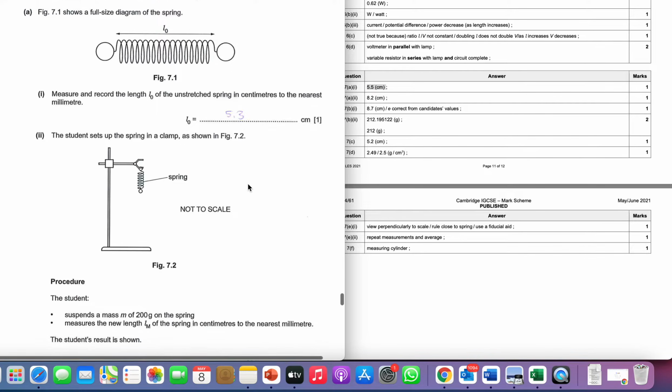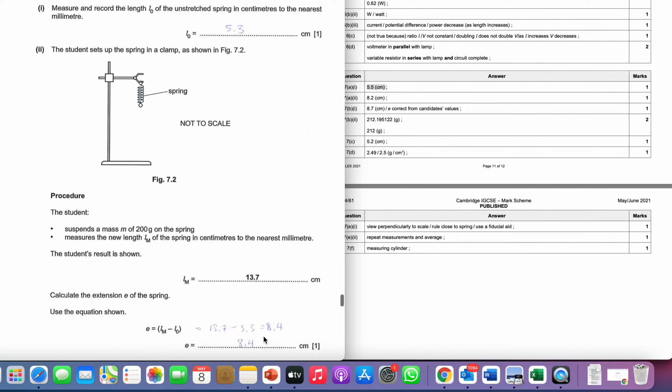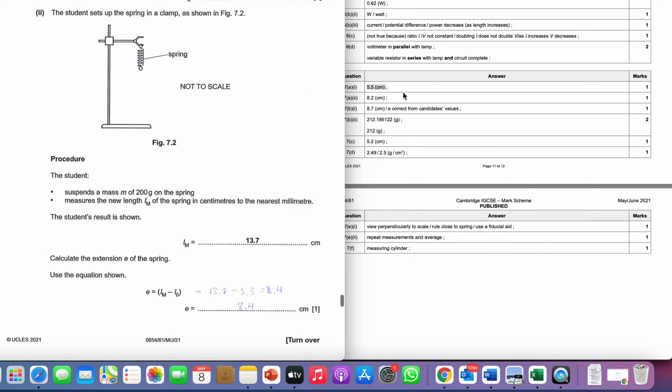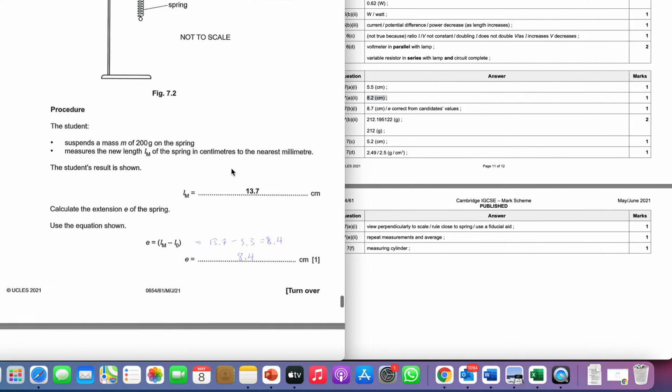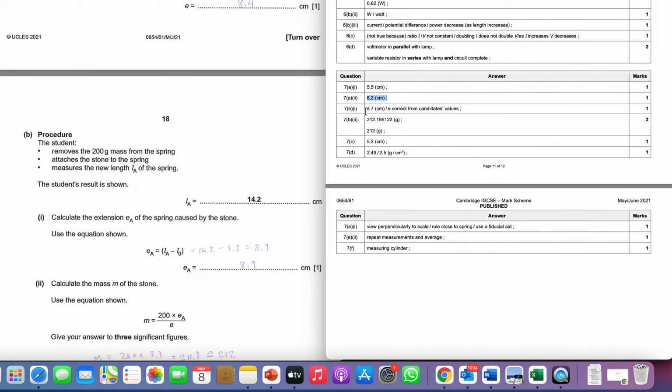Okay, and you'll notice that all of my values, for example, the E value, which involves subtracting my measured value from 13.7, 3.4 compared to 8.2, I'd still get the marks. And similarly, my EA, which is taking my L0 value from this here, 8.9 versus 8.7. You notice here, E is correct from the candidate's values, okay? So notice, really all we're doing is a bit of use of our ruler, a bit of ruler work.